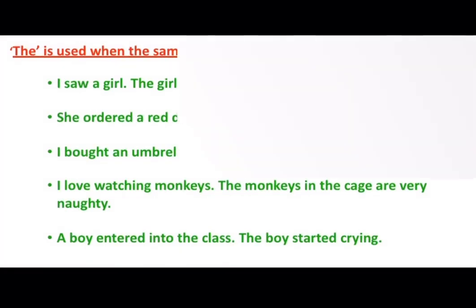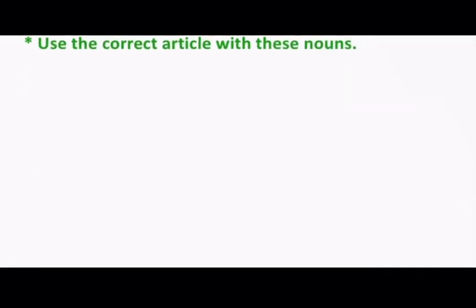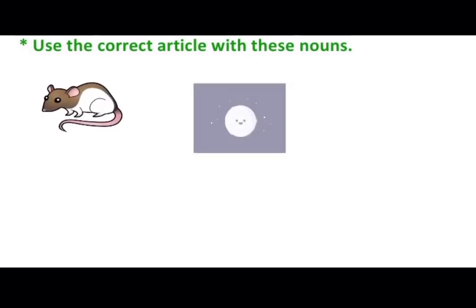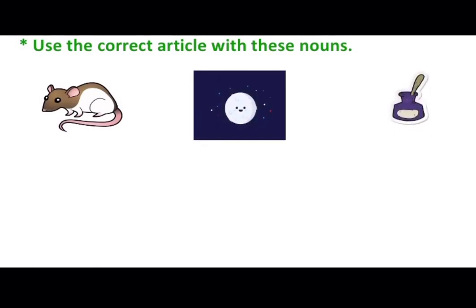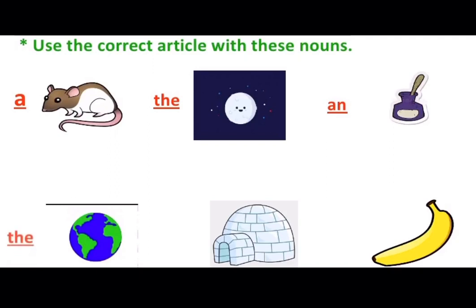Let us do an activity related to articles. Use the correct article with these nouns. Here you can see some pictures and we have to put the correct articles with these pictures. In the first picture, there is a rat, the moon, an ink pot, the earth, an igloo, a banana.